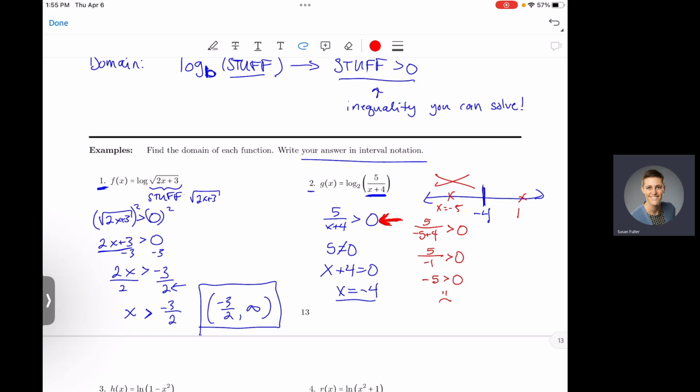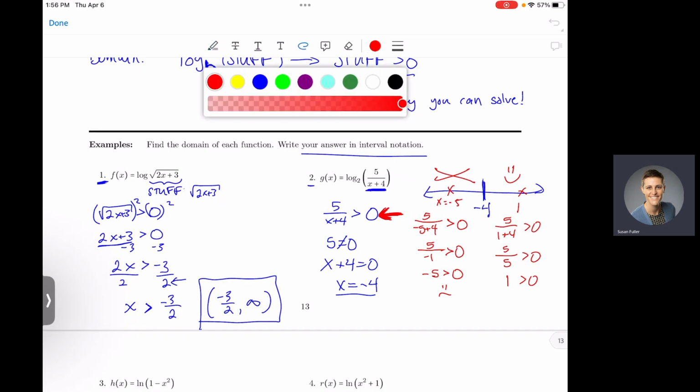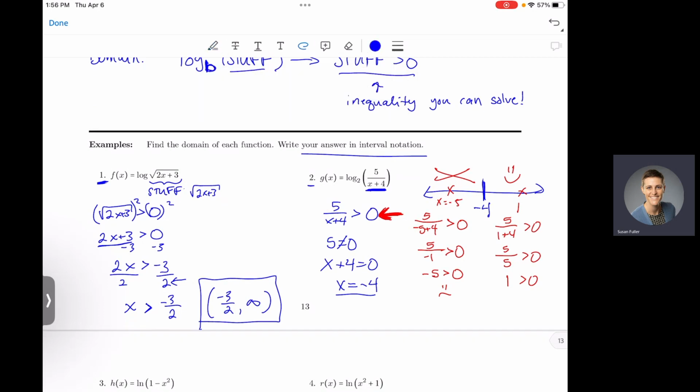So that part doesn't work. All right, let's test the other part. If I plug 1 in, I'm going to have 5 divided by 1 plus 4. My inequality says that should be greater than 0. This is 5 divided by 5. 5 divided by 5 is 1. My inequality says that should be greater than 0. And it is. So this section works. I've tested all of our sections, and so now I can write the solutions.